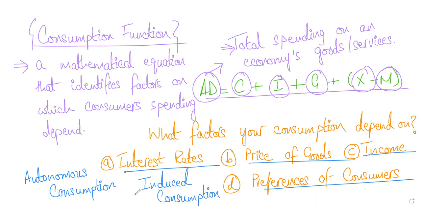I repeat: I'm consuming a certain amount of money every month. If my income increases, will I start spending more? Yes or no? Most probably yes, because now I have the ability to spend more. So this component of consumption, which is based on the income of an individual, is known as induced consumption.